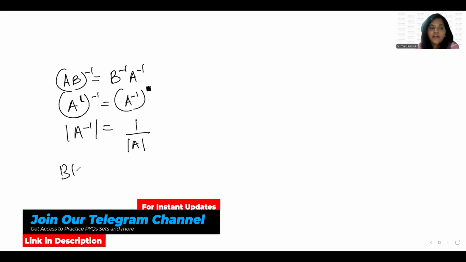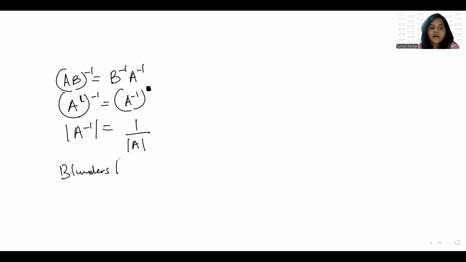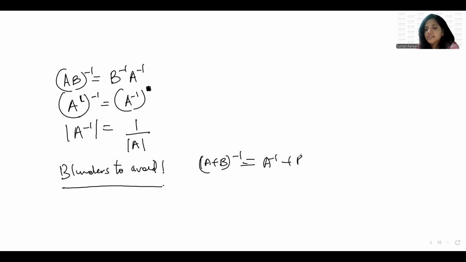Now, blunders to avoid. A plus B inverse is equal to A inverse plus B inverse. Nothing like this happens, you will not do this. A minus B inverse is A inverse minus B inverse, and so on. So this is about inverse of a matrix and determinant of a matrix.